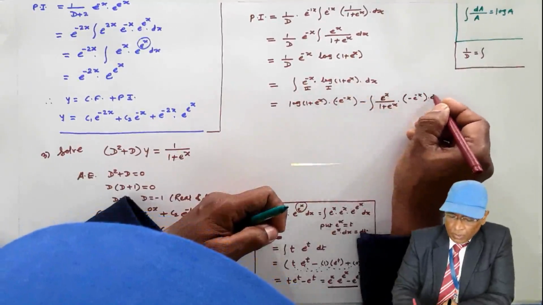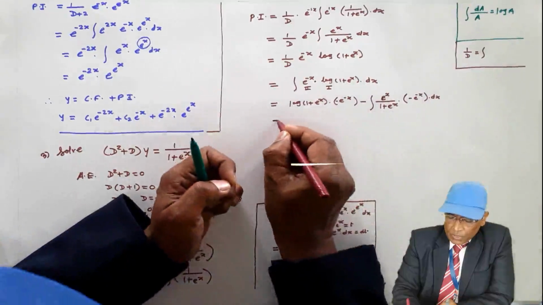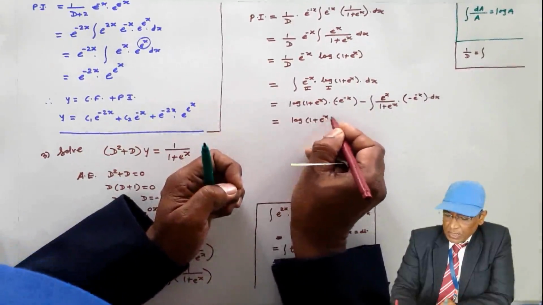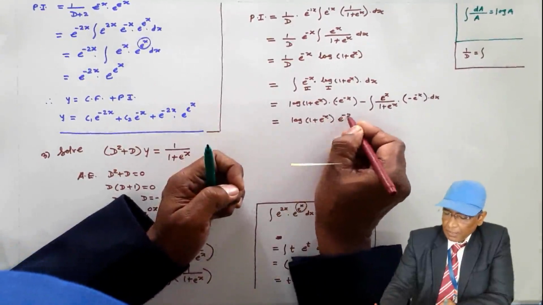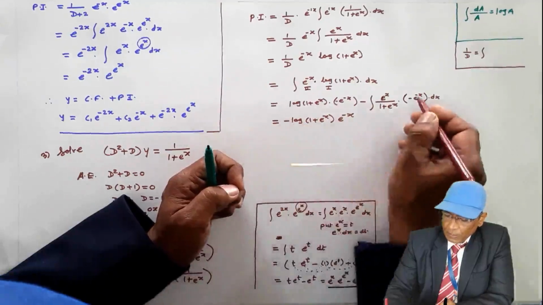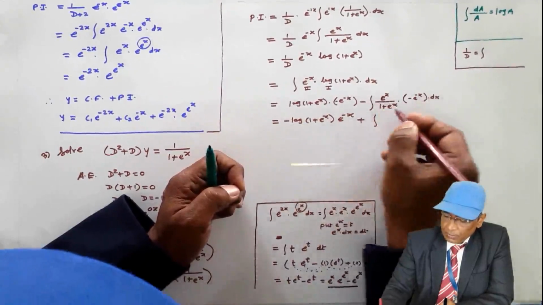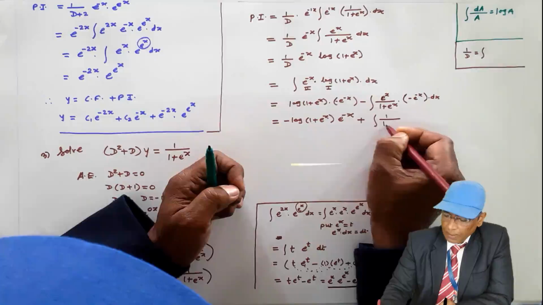Now log of 1 plus e to the power x as it is, e to the power minus x as it is, this minus sign I am bringing here, this becomes minus plus. e raised to x times e raised to minus x, its product is 1, so I am writing 1 plus e to the power x dx.